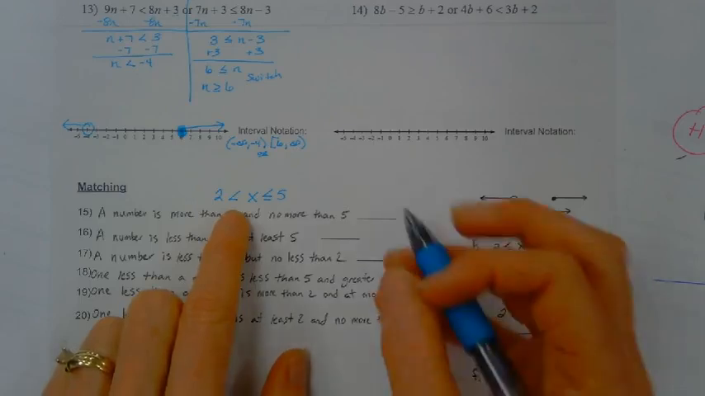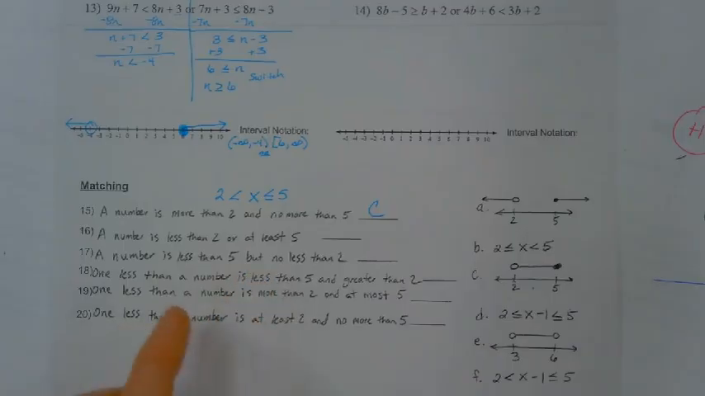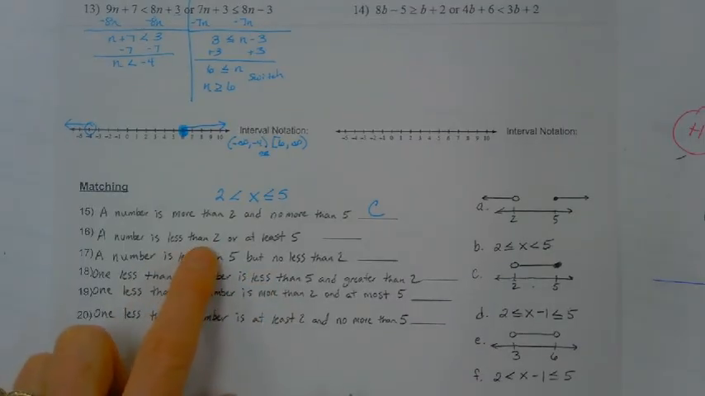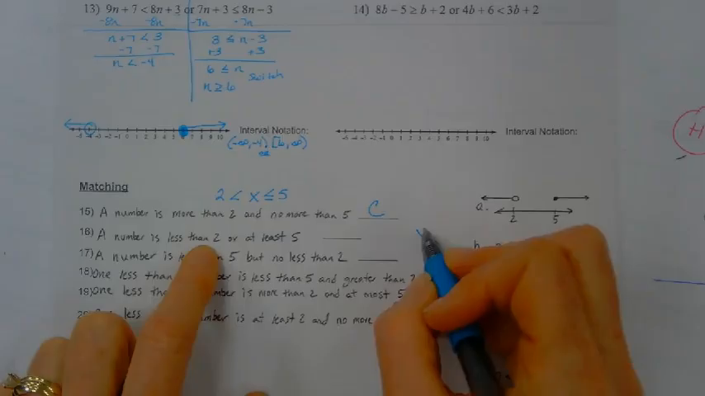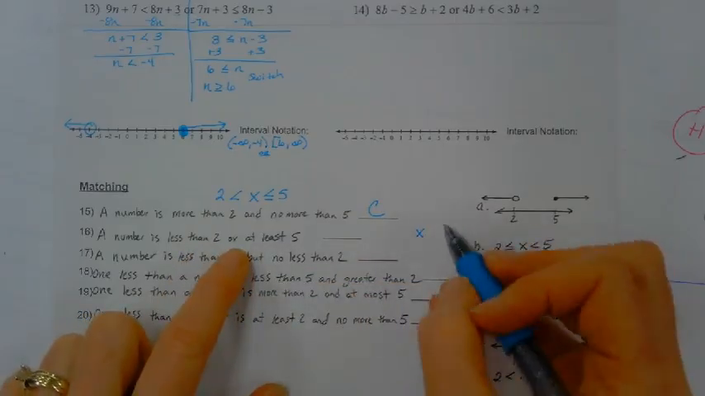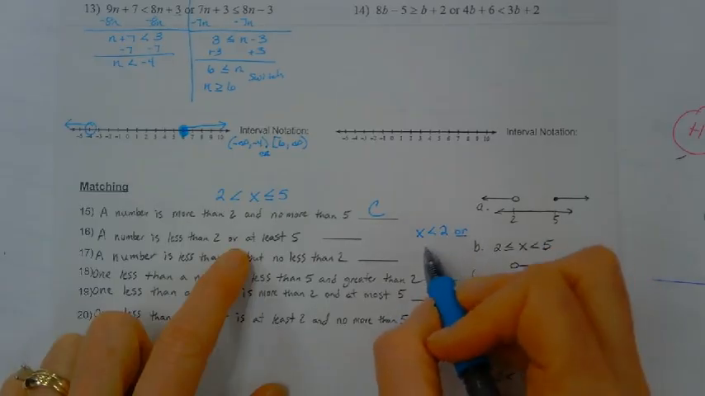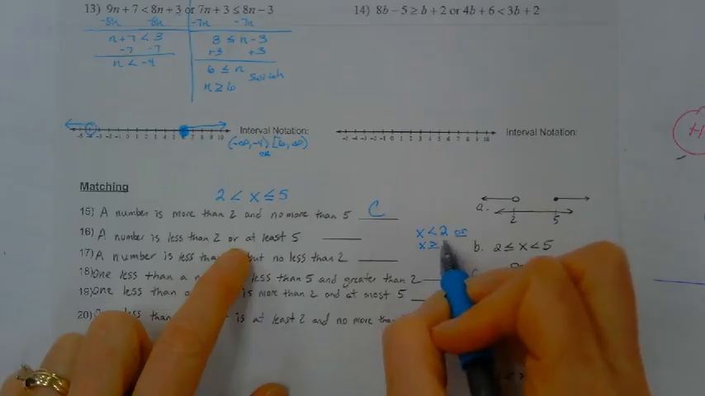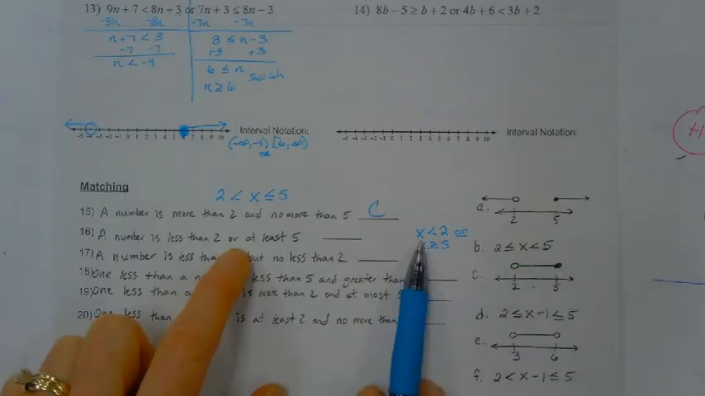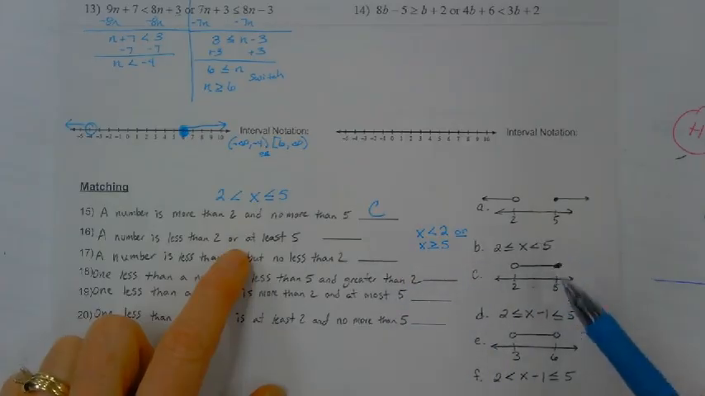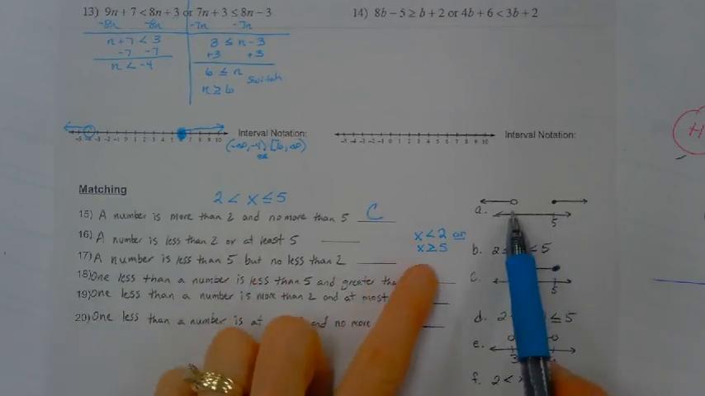A number is less than 2 or at least 5. So a number, it says or. So a number is less than 2 or it's at least 5. So x is less than 2 or it's greater than or equal to 5. Well, it's not that one, or that one, because those are all ands. It's not that one or that one, because those are ands. It's got to be this one, but look, it is. x is less than 2 or greater than or equal to 5. So this is A.